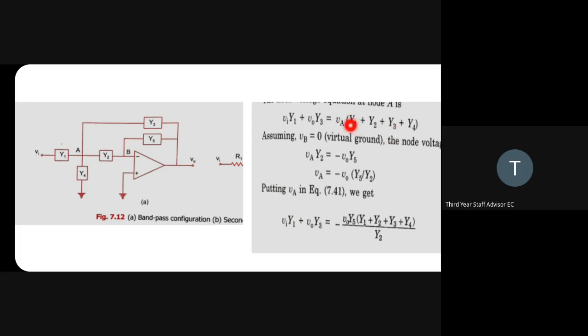See, next equation is for the current through Y2. That is VA minus VB into Y2. The non-inverting terminal is connected to ground, so the inverting terminal also will be connected to ground. So here VB will be equal to 0. So it will be VA into Y2 alone. So VA into Y2 will be there. Okay.